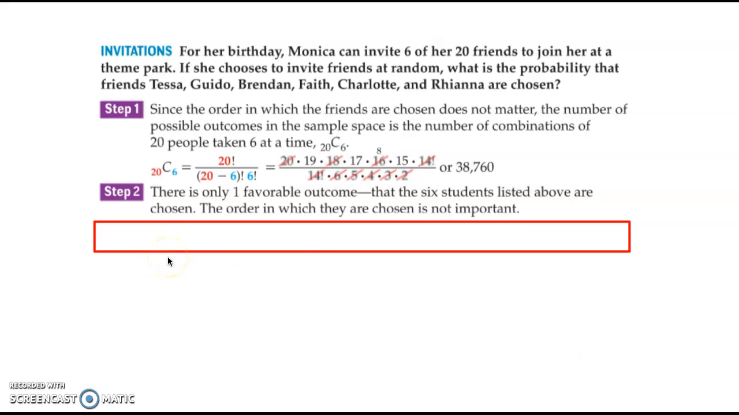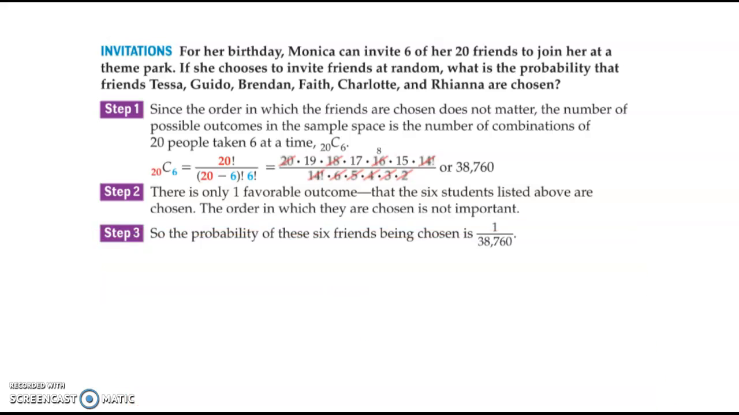There is only one favorable outcome, so there's only one time that these 6 friends could be chosen, since the order that they're chosen isn't important. So that would be 1 out of 38,760.